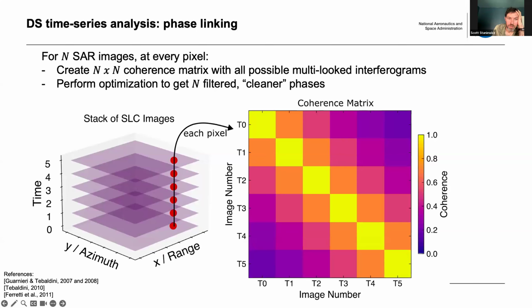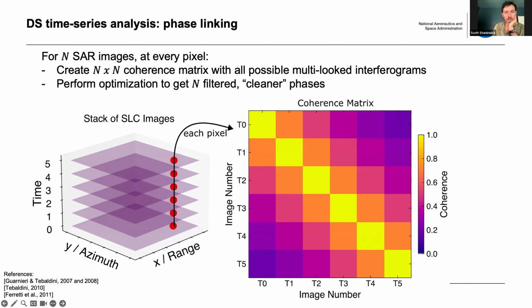So what this looks like in a little more detail is that another thing people have called phase linking is covariance methods or coherence matrix methods. The reason is that at every pixel, you make a coherence matrix first by centering around there, multi-looking, and forming every interferogram. So for n SAR images, here we have n 0, 1, 2, 3, 4, 5, so 6 SAR images, you make an n by n coherence matrix, so it's 6 by 6.